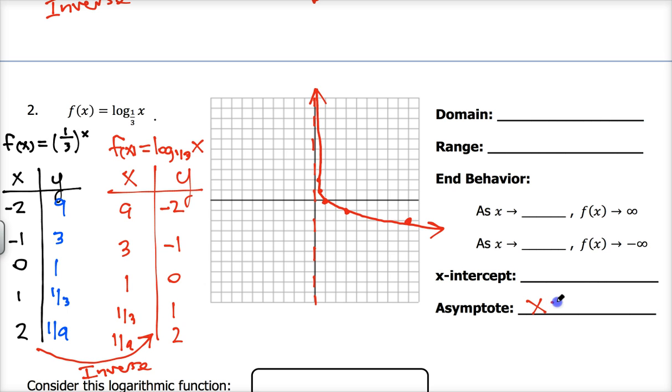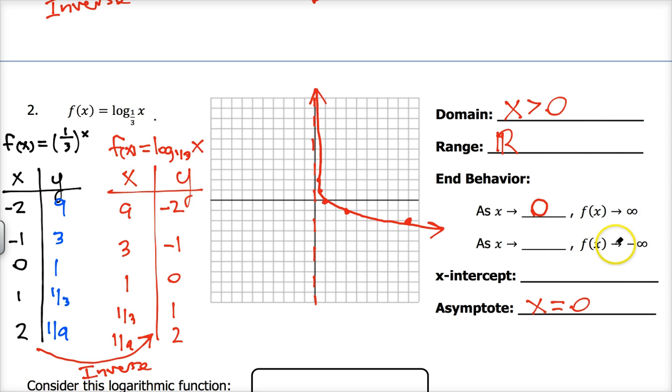Again, our vertical asymptote is x equals 0. Our range is always going to be all reals for these. The domain, same as the last time, is all the x values that are greater than 0. They're all to the right of our vertical asymptote. Our end behavior, so as y gets larger, y is getting larger as this graph goes upward. What's happening to x? X is getting closer to 0 as y gets larger. Okay, so this is how we fill in our end behavior.